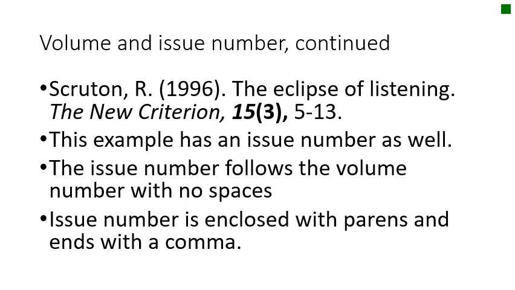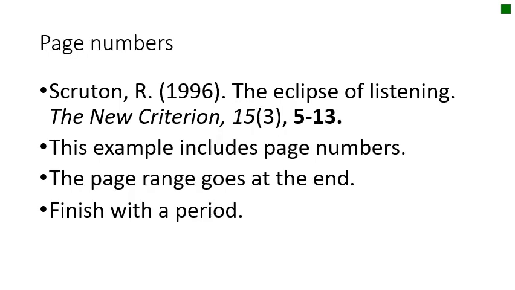So what you'll see is, along with the title of the journal being in italics, you have the number of the volume in italics as well. Then the issue number, if it has one, it doesn't always include that, will be in parens with a comma afterwards. You almost always have the volume included, but you don't always have the issue. And finally, we have the page numbers, just at the end, page 5 to 13, with a period at the end.